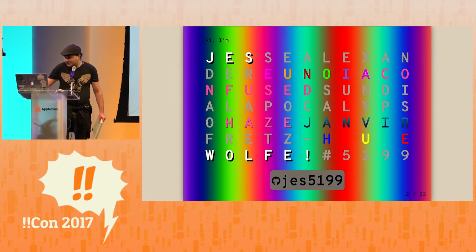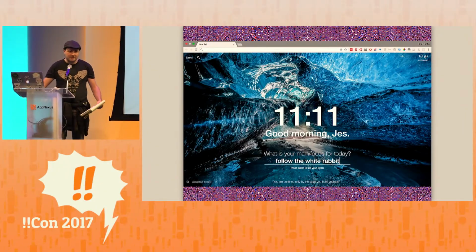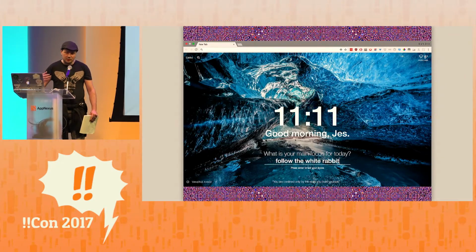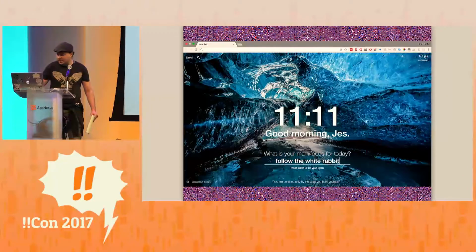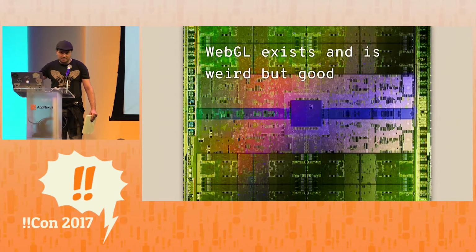My name's Jes. I make algorithmic art, like you just saw. I'm going to show you a train of thought I've had over the last few months about some technologies that are ubiquitous because they're in the web browser, that a lot of people, even web developers, might not know anything about. One of them is WebGL, which lets you write code that runs on the graphics card, right?